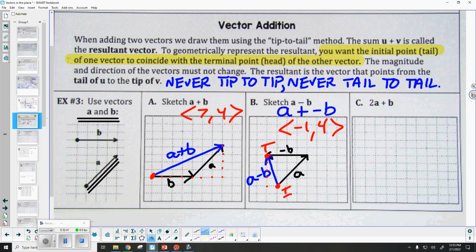Let's try C. 2A plus B. Okay, so 2A plus B. So what I want you to do at the end is go ahead and make sure to write out the component form for 2A plus B, the resultant. Actually, we don't need it right now. We're almost done. Okay, so 2A plus B. Let me go ahead and get this set up. Got my component form ready. Remember, the component form tells you how to go from the initial point to the terminal point.